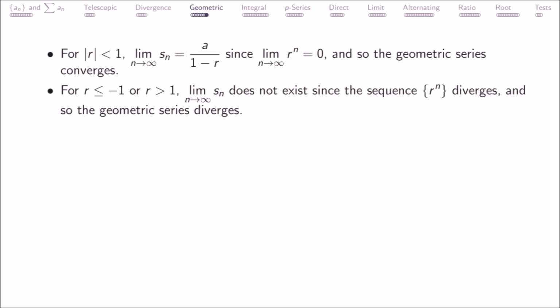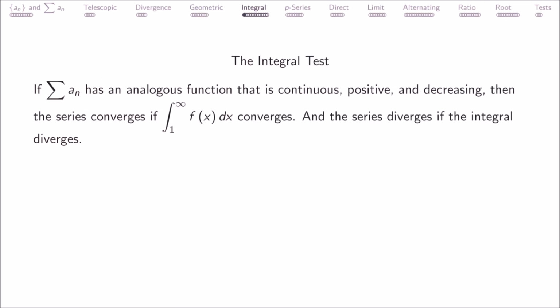For absolute value of r less than 1, the limit of S_n equals a number, and so the geometric series converges. For r in these cases, the limit of S_n does not exist since the sequence r^n diverges, and so the geometric series diverges. The integral test. If the series has an analogous function that is continuous, positive, and decreasing, then the series converges if the improper integral converges, and the series diverges if the integral diverges.